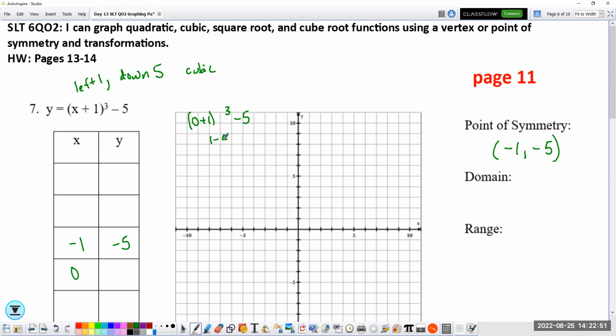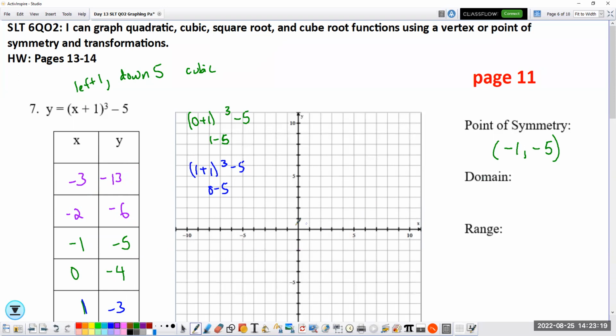1 minus 5 is -4. Now I'll put the 1 in here. Let's switch colors. I've got 1 plus 1 is 2. 2 cubed is 8. Minus 5 is -3. And then if I do the arithmetic for the other two, I will get -13 and -6.